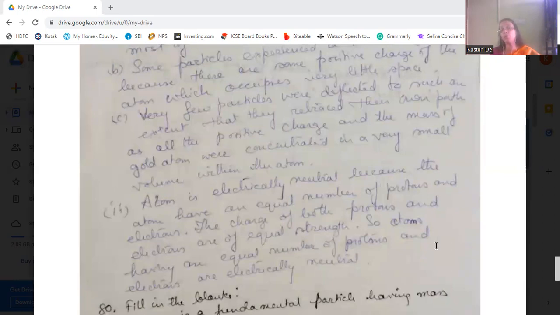Now, an atom is electrically neutral because it has an equal number of protons and electrons. The protons have a positive charge and electrons have a negative charge, we know, and as the number of positive charges is equal to the number of negative charges, therefore it is electrically neutral.